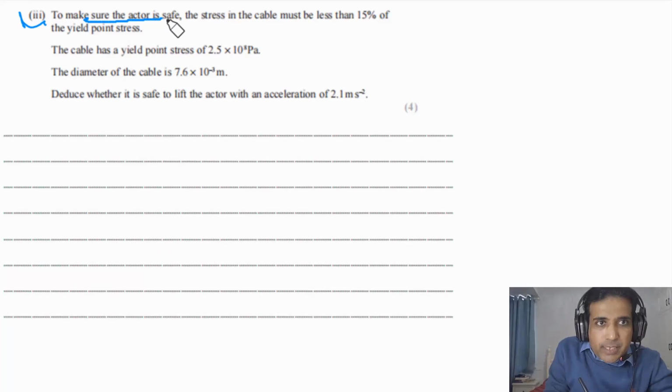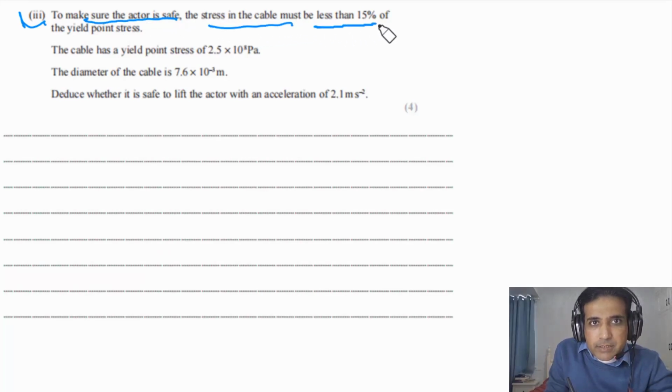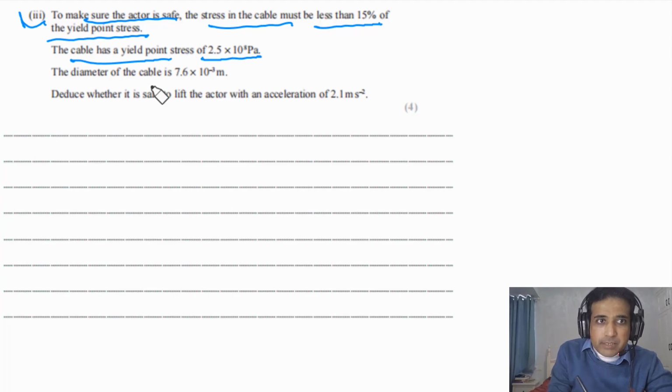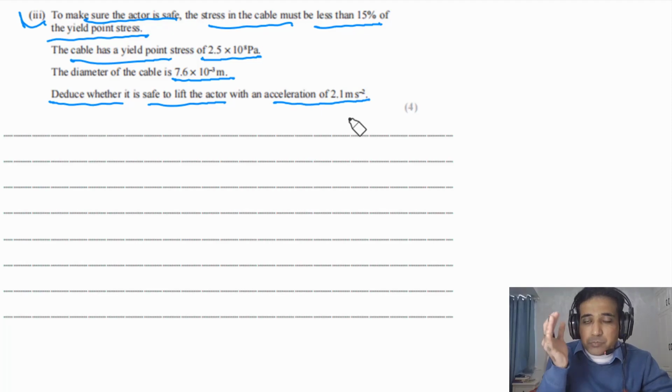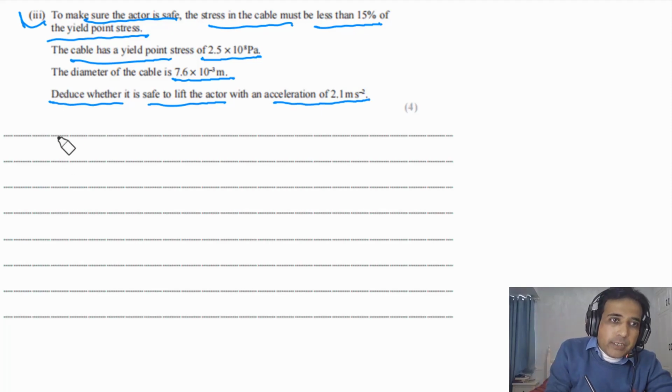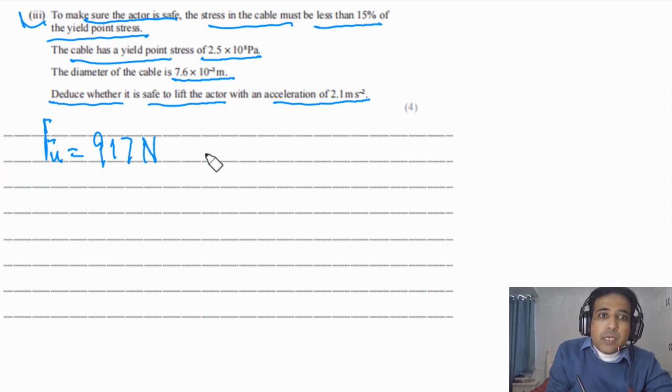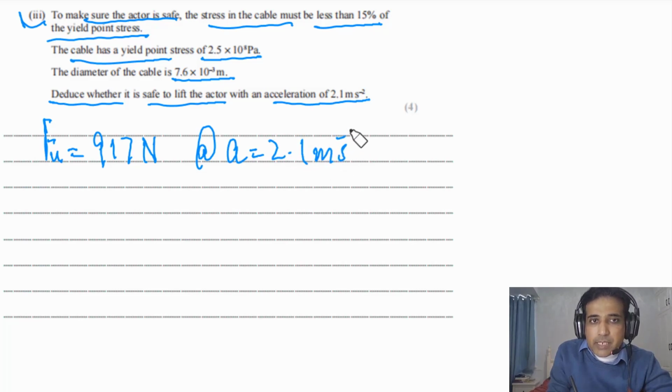Third part says to make sure the actor is safe, the stress in the cable must be less than 15% of the yield point stress. The cable has a yield point stress of 2.5 times 10 to 8 pascals. The diameter of the cable is given to us, and we need to deduce whether it is safe to lift the actor with an acceleration of 2.1 meters per second per second. We have already calculated the tension force, or we can say the upward force, that was equal to 917 newtons at a is equal to 2.1 meters per second per second.